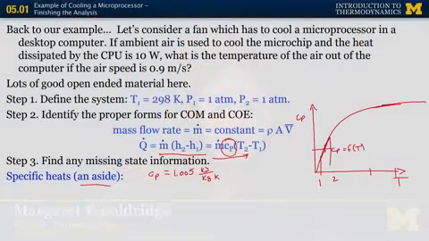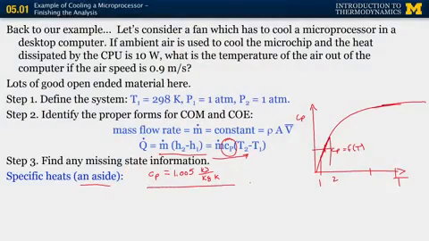endpoints. So there are lots of ways we can make this approximation pretty legitimate, pretty close to being a constant specific heat. And again, for air, it really is constant, particularly for the temperature region that we're looking at. So that's a good assumption.